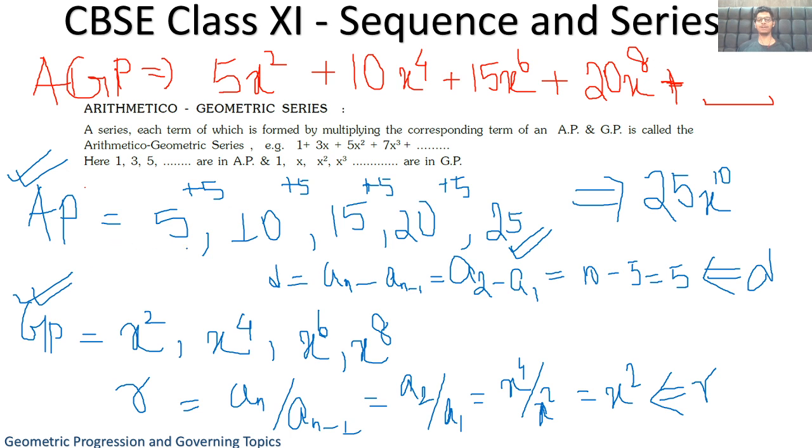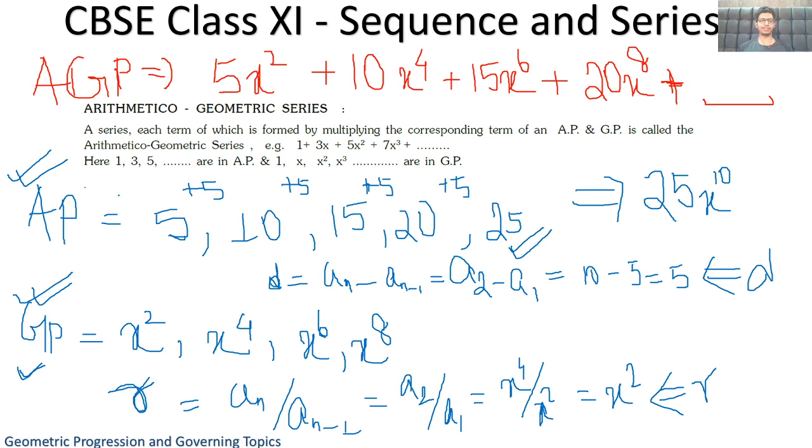AP is nothing but a sequence in which we have a unique constant difference which is called D, and in GP we have a unique constant multiplier which is called R. Okay, all good? Everyone on the same page? Give me a thumb. We'll do another example in which you need to get me the next term.